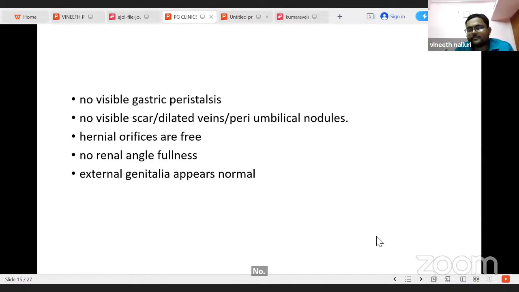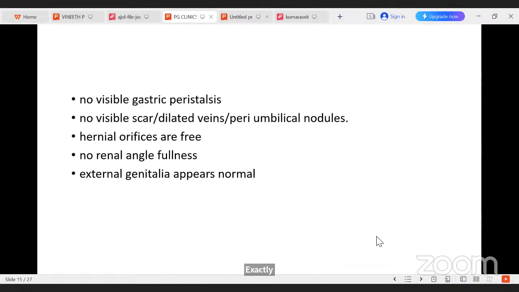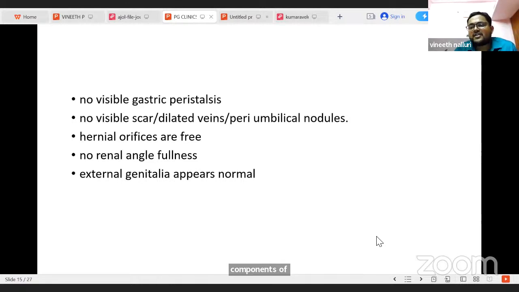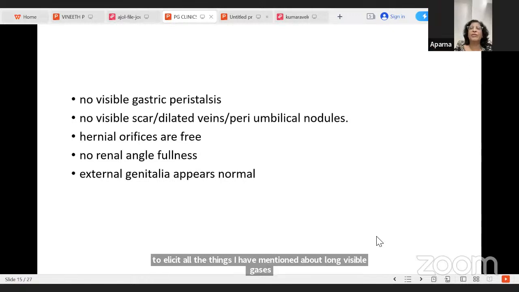So here, are you expecting gastric peristalsis to be seen in this patient and you are mentioning it? Or you are just completing all the components of the examination? Ma'am, the patient does not have any symptoms of gastric outlet obstruction. I am suspecting a gastric malignancy. So, in order to elicit all the things, I have mentioned no visible gastric peristalsis. Why do you want to speak about something that you're not expecting and trying to create confusion in the mind of the person who's examining?